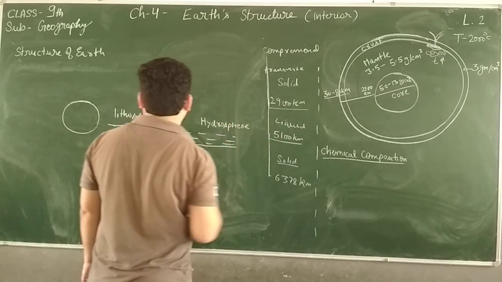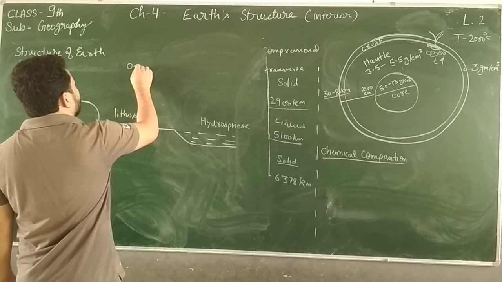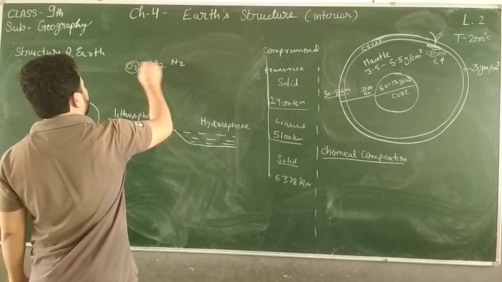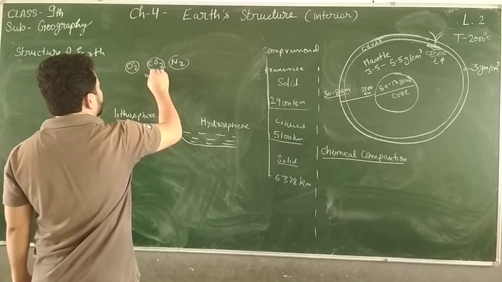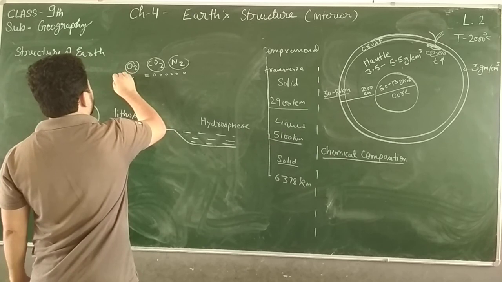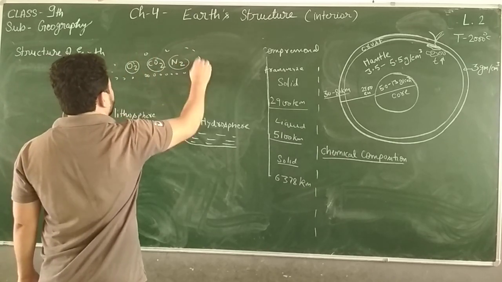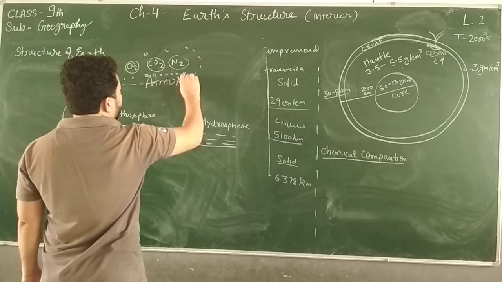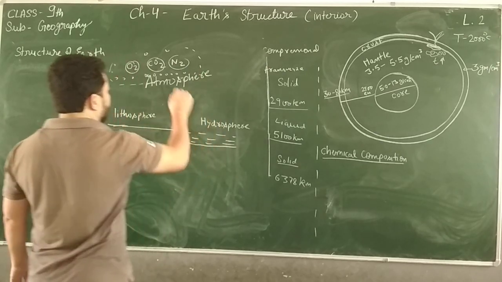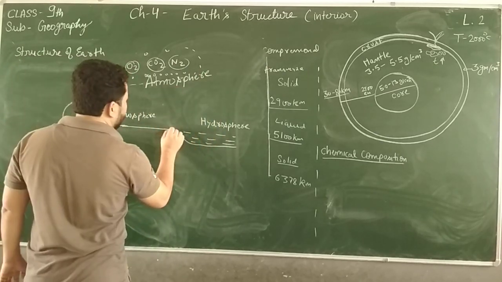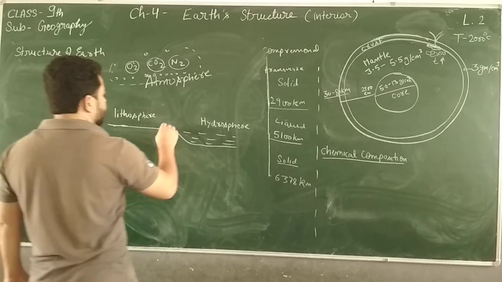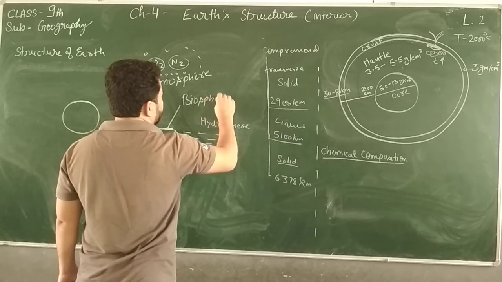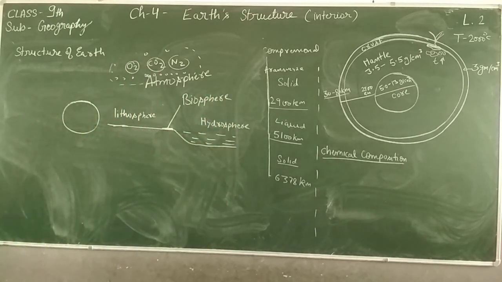And the realm of the earth where O2, CO2, N2, these types of gaseous molecules, water vapor, air particles, dust particles are found, that is called atmosphere. And a narrow zone of contact of all these three layers where life exists is called biosphere. So you have to remember these four things.